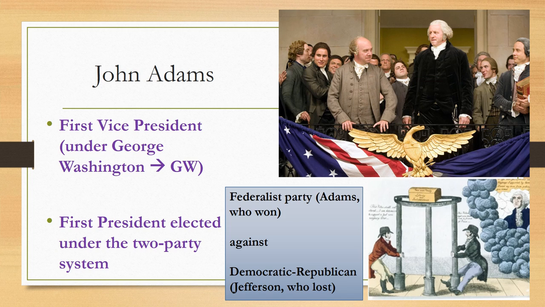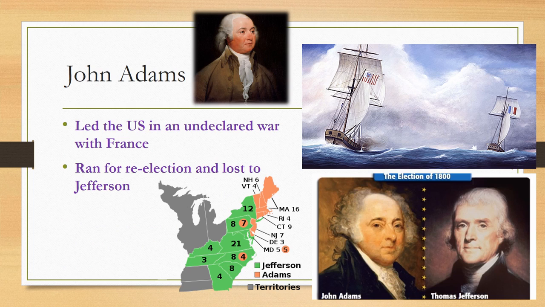Back in the day, the Federalist Party was represented by John Adams in this election, and the Democratic Republican Party was represented by Thomas Jefferson. Now, in the election, who would become president in 1797? Well, we do know that Adams won in this first election campaign. John Adams leads the U.S. in an undeclared war with France, and then he runs for re-election 4 years later, and he loses this time to his opponent, Thomas Jefferson.